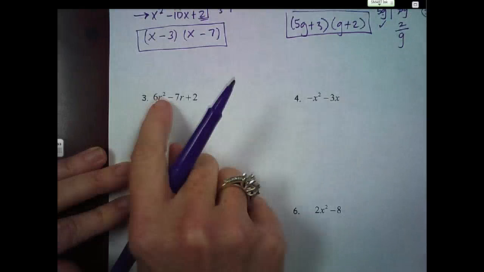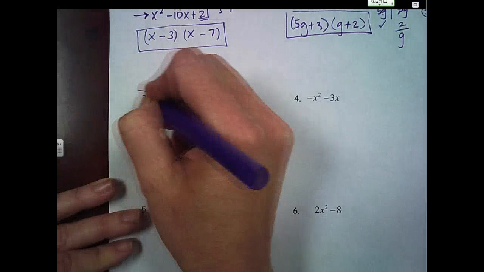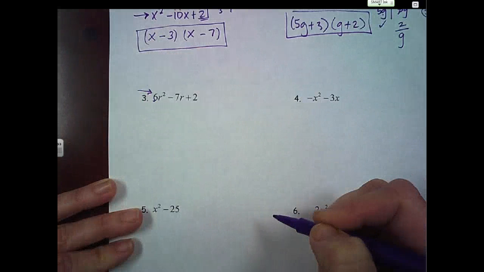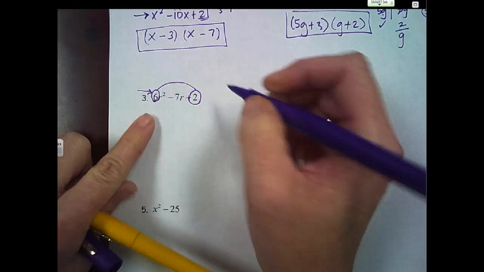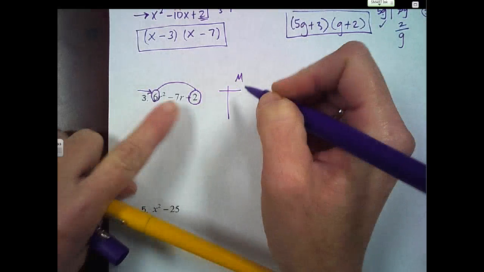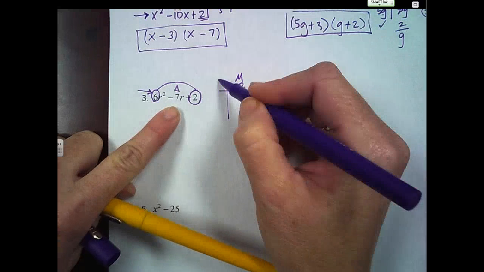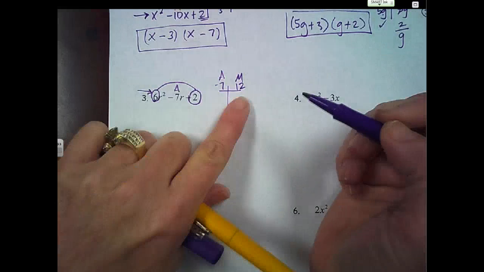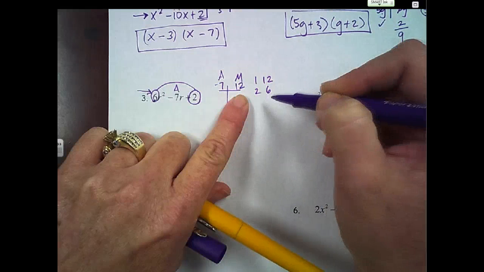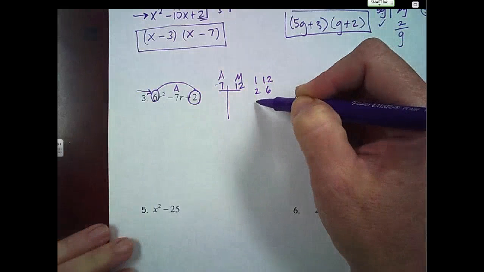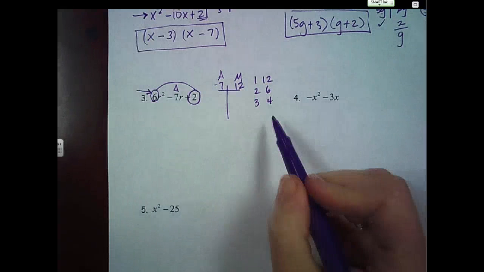Number 3, 6r squared minus 7r plus 2. It has a leading coefficient, that's 6. So that's the one where you have to do the extra work. So you want numbers that are going to multiply to give you 6 times 2, which is 12, and add to give you this middle term. So you want numbers to add to give you negative 7. So I just come over here, I think about things that multiply to give me 12. 1 and 12, 2 and 6, okay, 3 and 4, right? I'm looking for numbers that give me 7, which there they are, 3 and 4.